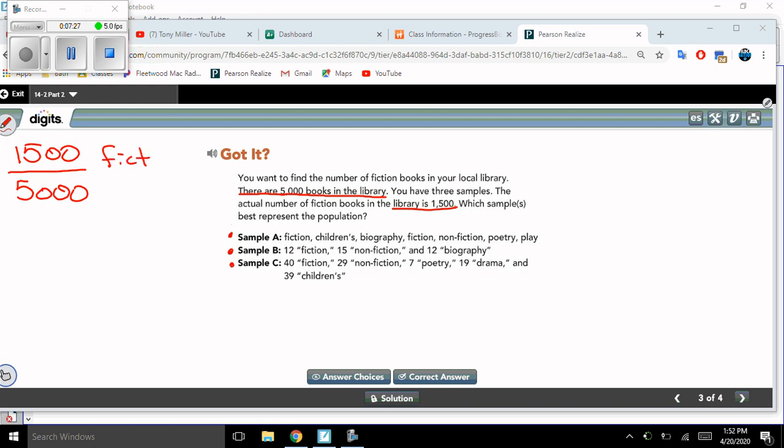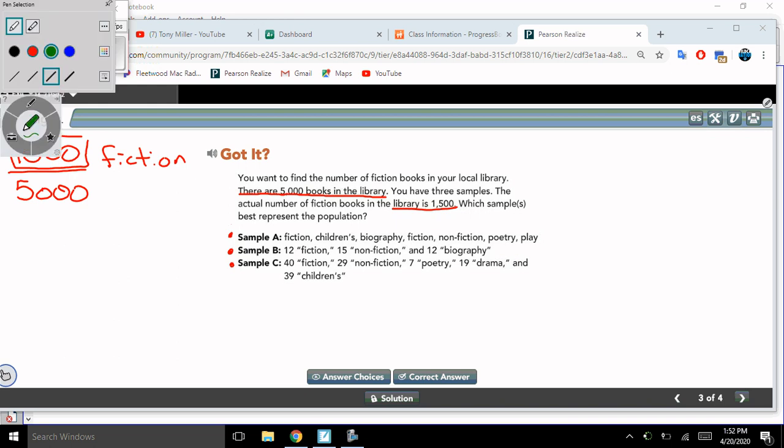There's multiple ways that you could do this, but I think they want us to take the 3 samples and say, using the COPs from these 3 samples, how can I get closest to this 1,500? All right, so here we go. I'm going to use green for sample A.